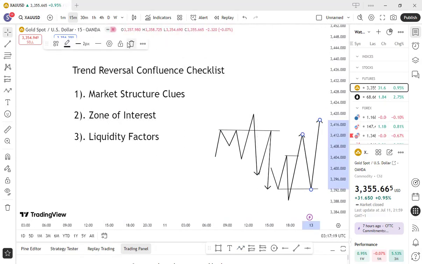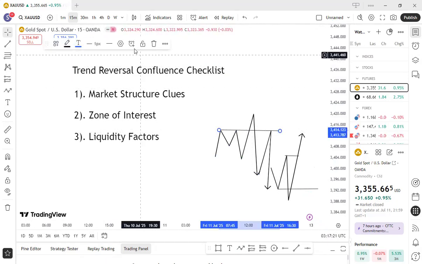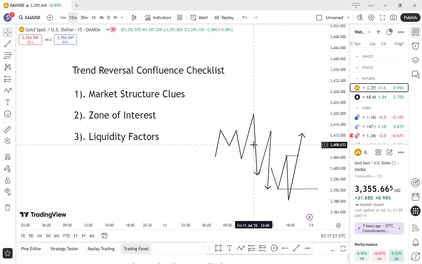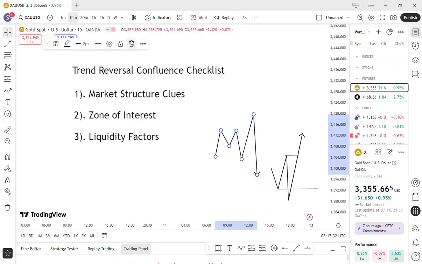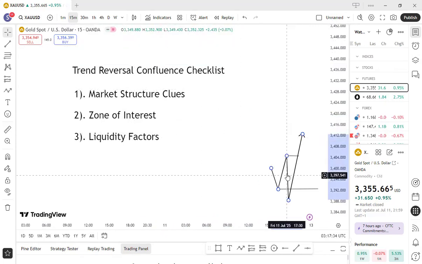So these are the reversal confluence checklists you have to be looking out for. And the fourth you have to be looking out for is your candlestick, your candle and price action confirmations. You need to be looking out for your candle and price action confirmations.